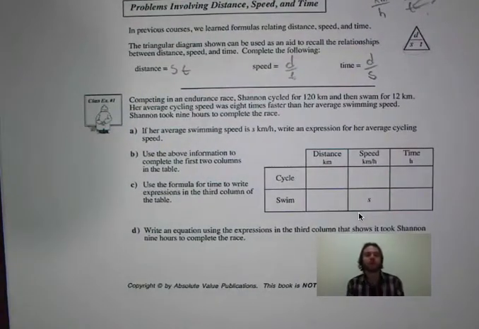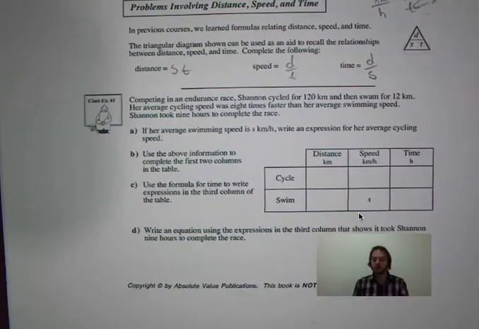Okay, so here we go. It says, competing for endurance race, Shannon cycled for 120 kilometers and then swam for 12. Her average cycling speed was 8 times faster than her average swimming speed. Shannon took 9 hours to complete the race.